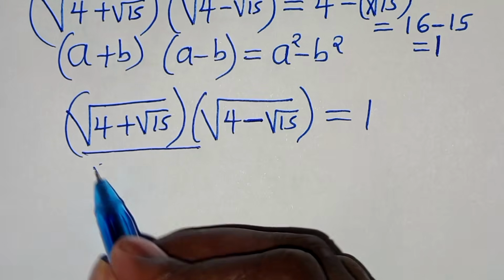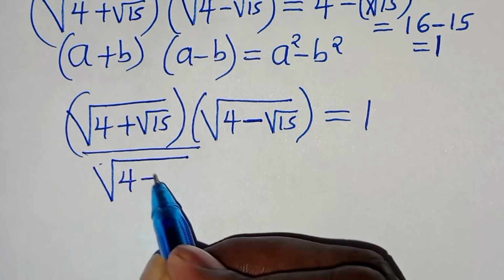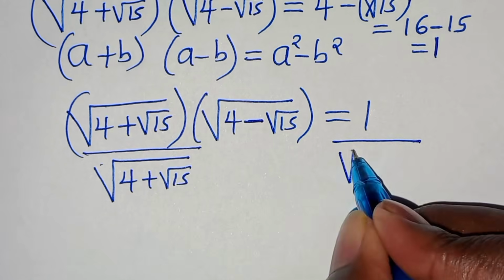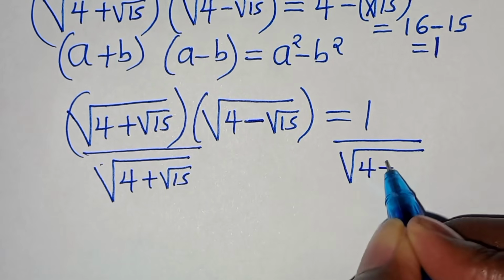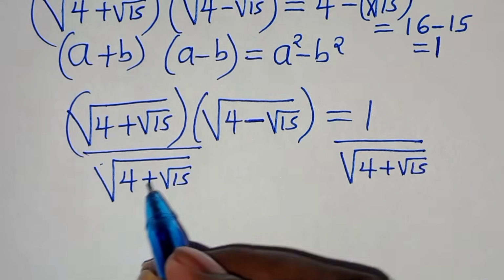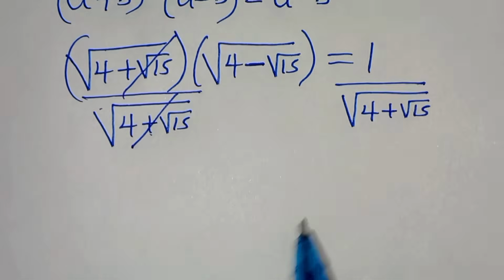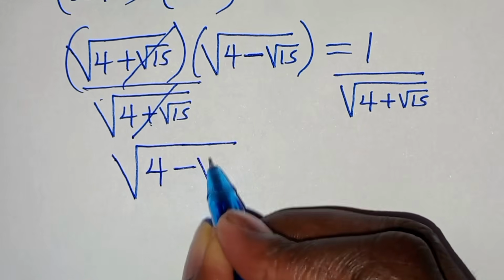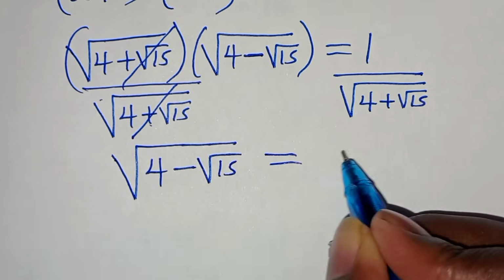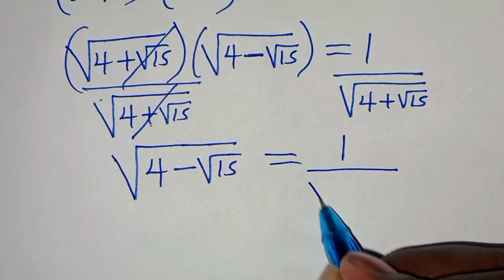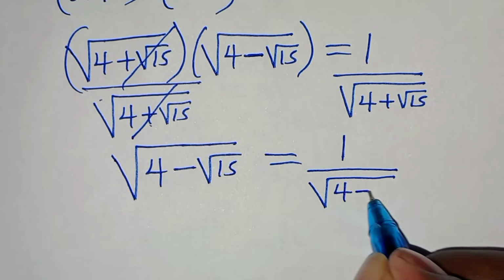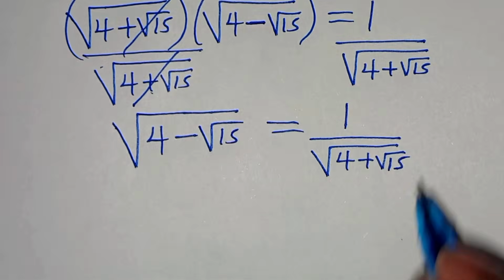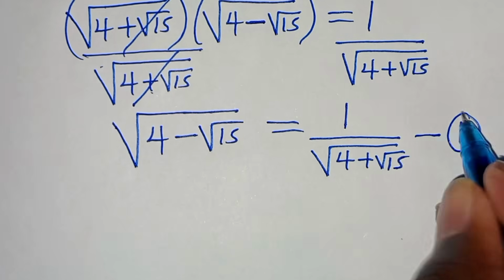Let's divide both sides by square root of 4 plus square root of 15. Let's simplify here. So that's square root of 4 minus square root of 15. This is the same thing as 1 over square root of 4 plus square root of 15. Let's call this equation 1.